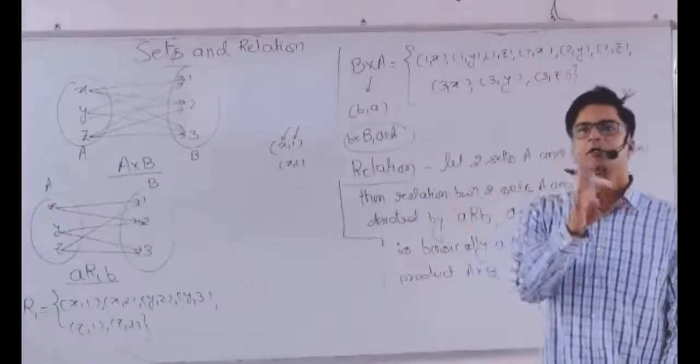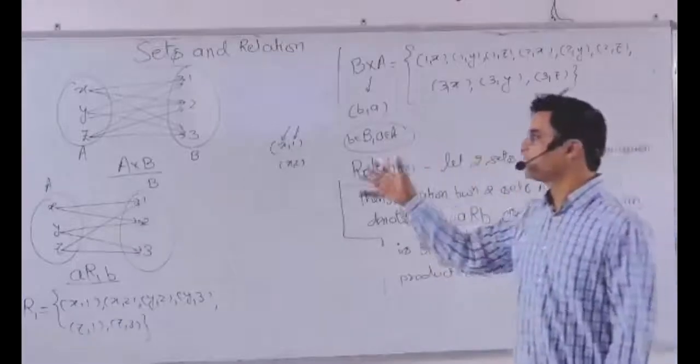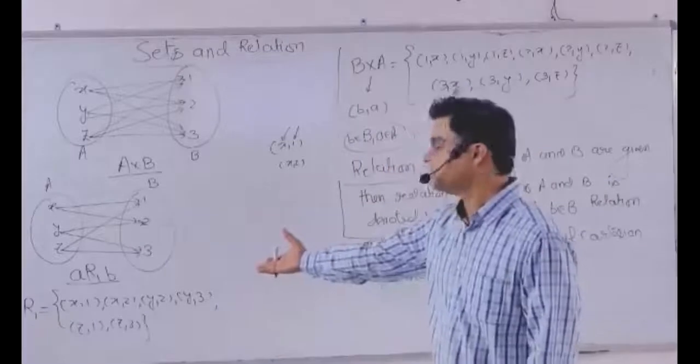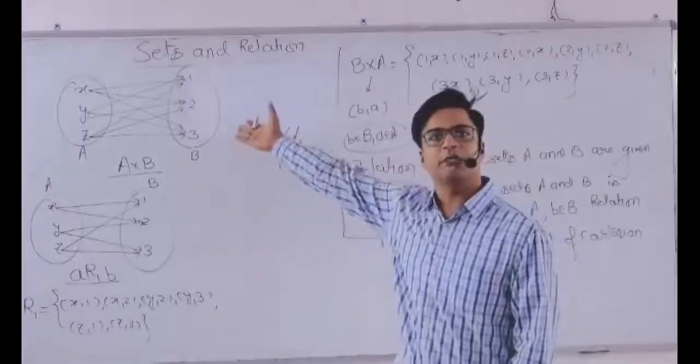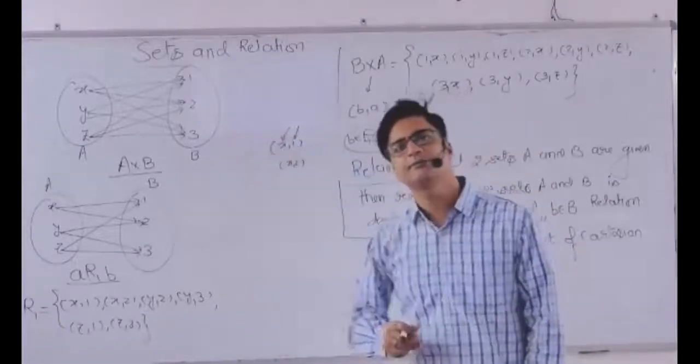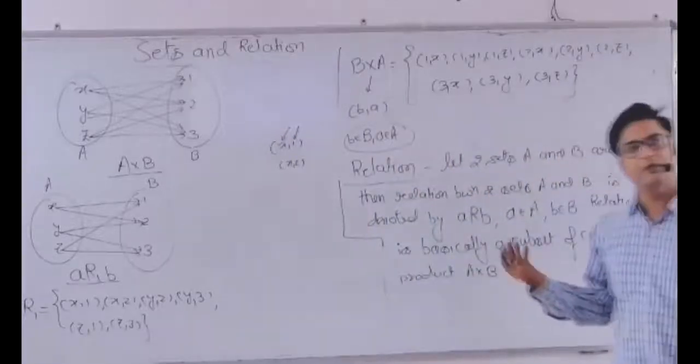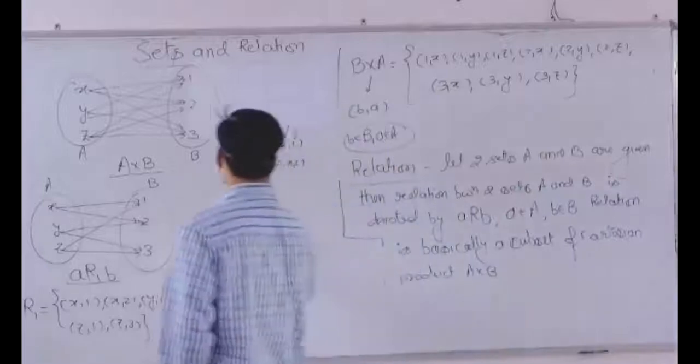Yes or no? It is relation R1 from set A to set B. That means elements of set A are connected with elements of set B. Now, is it a subset of this Cartesian product or not? Yes, it is a subset. So it is one type of relation. I can define other relations also.